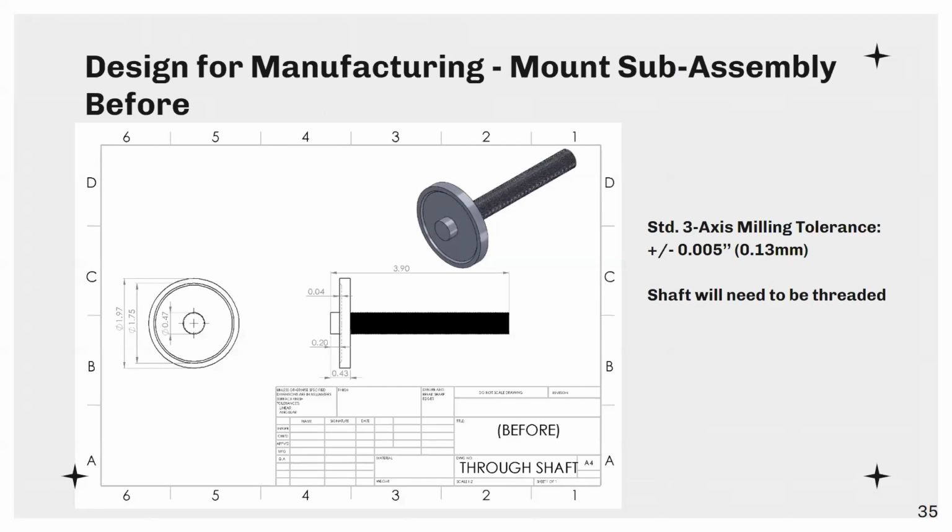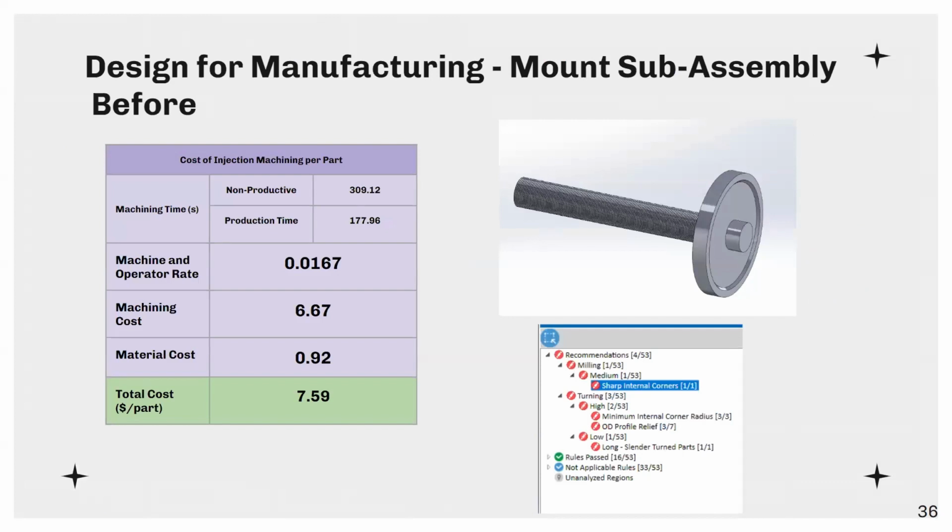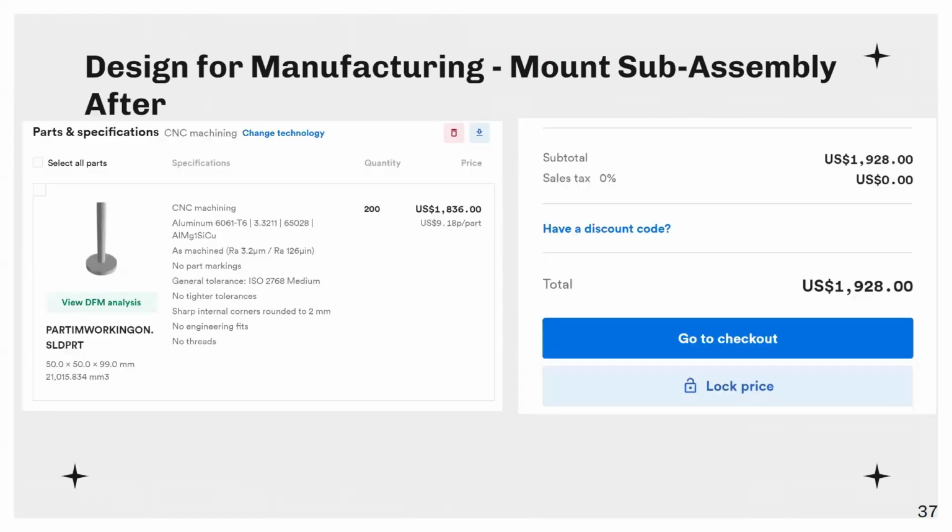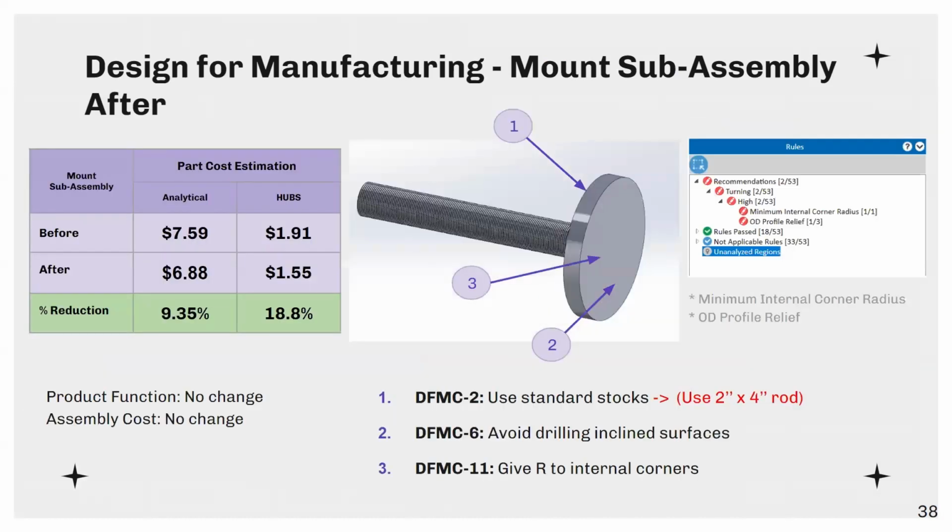Here's the manufacturing plan before of our mount subassembly. And here's the DfM Pro analysis that we performed to estimate the total cost per part. This allowed us to discover key areas that we could improve our DfM on this part. We also performed Hubs analysis. This is just a sample of the analysis that we did, and we took different quantities and used those to extrapolate to get the Hubs cost per part that is seen on the next slide.